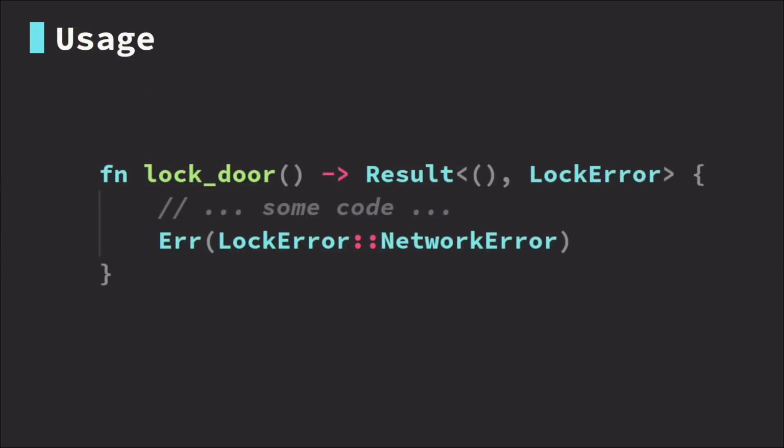Let's take a look at how to use this in a program. Remember that the Result type is just an enumeration. This first one here is the type that we get back when the result is okay, and this is the type we get back when the result is an error.